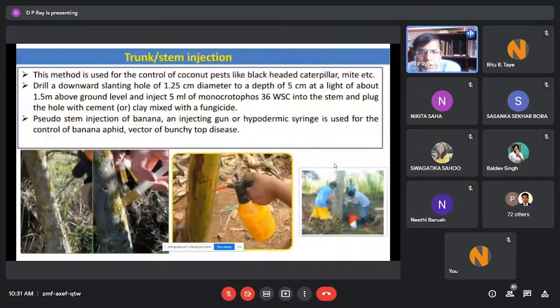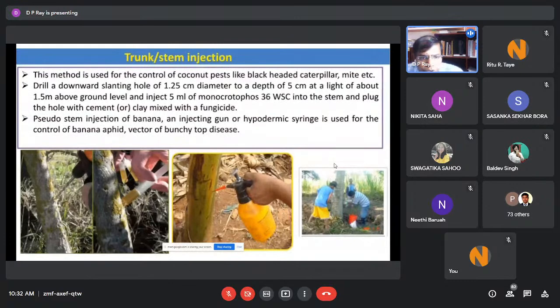So these are the set treatments, and the trunk or stem injection is done. This method is used for the control of coconut pests like black-headed caterpillar, mites, etc. Drill a downward slanting hole of 1.25 centimeter diameter to a depth of 5 centimeter at a height of about 1.5 meter above ground level, and inject 5 ml of monocrotophos. Now, these are the pesticides. Many pesticides have already been restricted or banned, but still, I have these methods. My intention is to show what methods are being utilized to control these kinds of things.